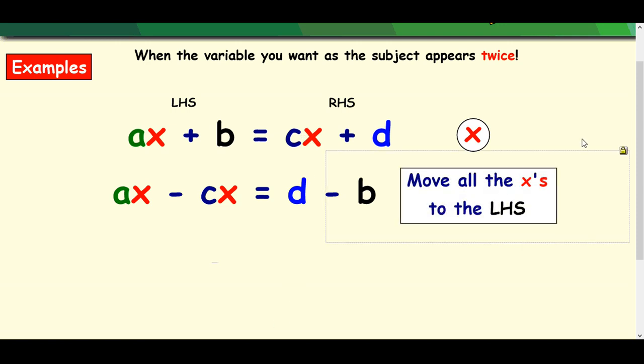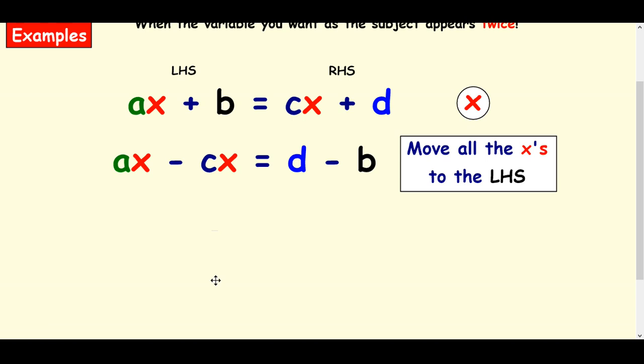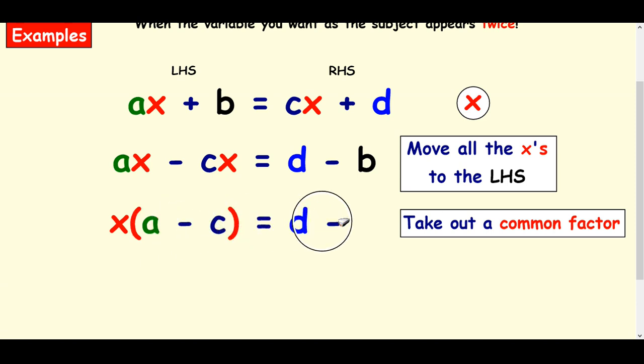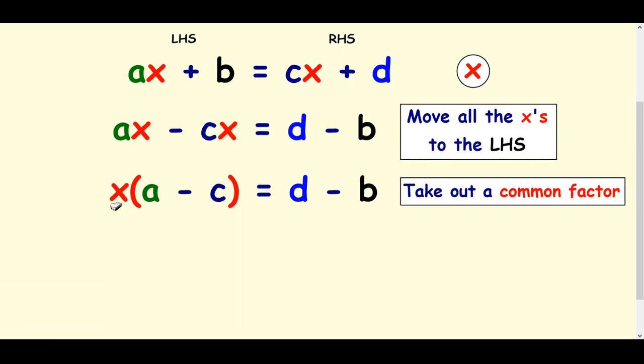Move all the x's, or the variable, whatever you're looking for, to the left-hand side. After that, the next technique is to isolate the x to get it on its own. We don't want 2 of them, we want it on its own. So in order to do that, you need to take out a common factor. So this is where factorising comes into play. So I can take out x as a common factor, and then I've got a minus c. Now I've got the x on its own, which is good. I don't have 2 anymore, which was a bit of a problem before.